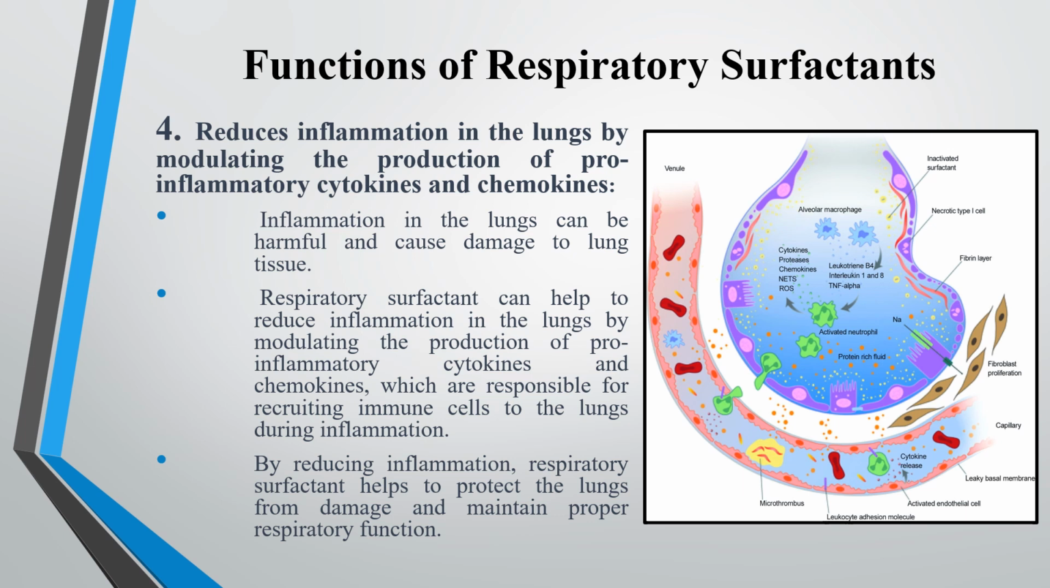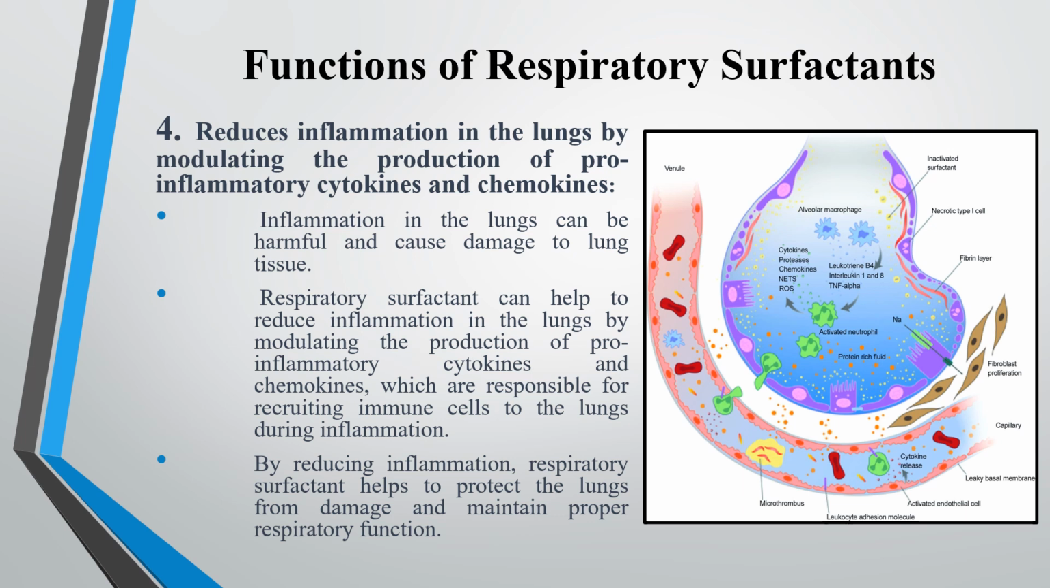Cytokines and chemokines are small proteins that play critical roles in regulating the immune response in inflammatory processes. They are produced by immune cells in response to infection, injury, or inflammation, and they can recruit other immune cells to the site of inflammation. Research has shown that certain surfactant proteins, such as SP-A and SP-D, can modulate the production of pro-inflammatory cytokines and chemokines in the lungs. In addition, surfactant proteins can directly interact with immune cells such as macrophages and dendritic cells to regulate their production of cytokines and chemokines.